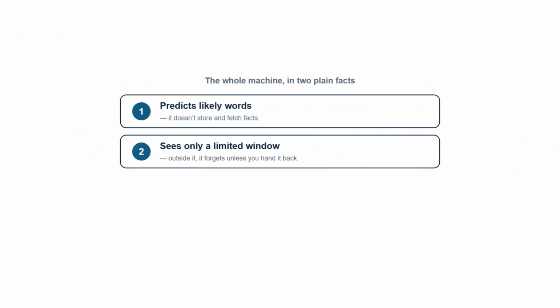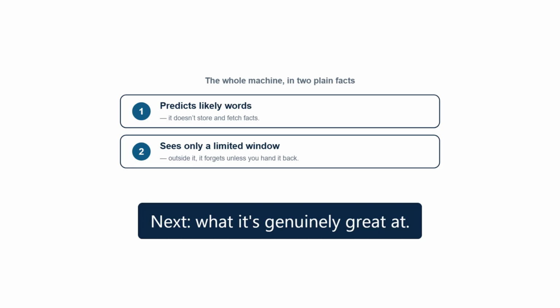So, the whole machine in two plain facts. One, it predicts likely words. It does not store and fetch facts. Two, it sees only a limited window at a time. Nothing mysterious, and nothing that knows the way we do. But here is the good news. Once you know what it really is, you can say exactly what it is strong at and where it can go wrong. Let us start with the good part. What a language engine is genuinely great at.